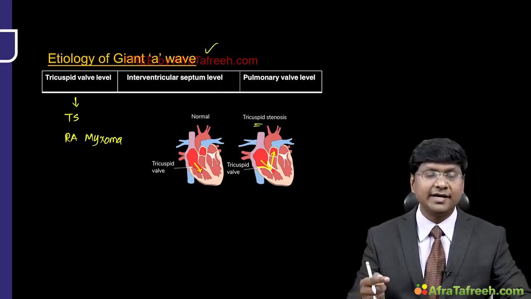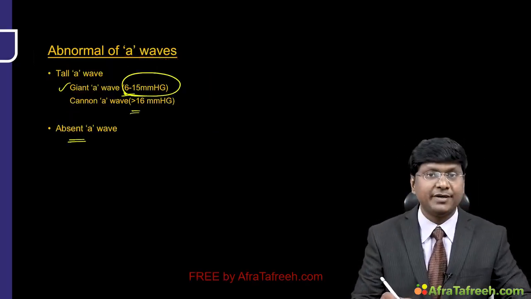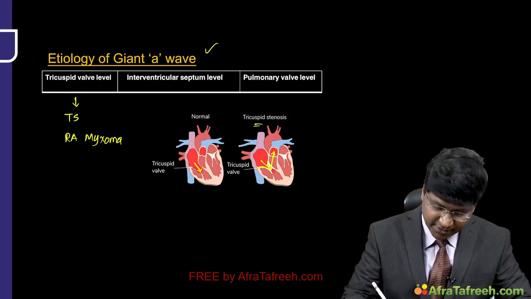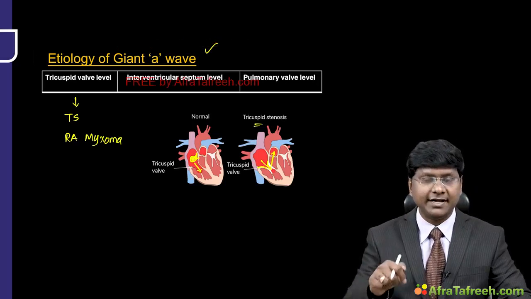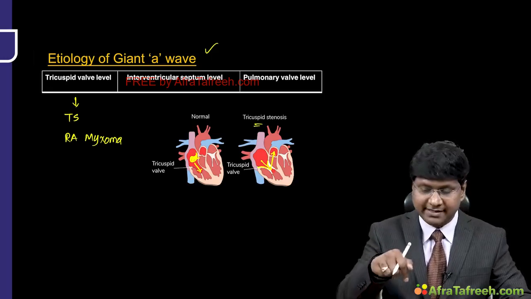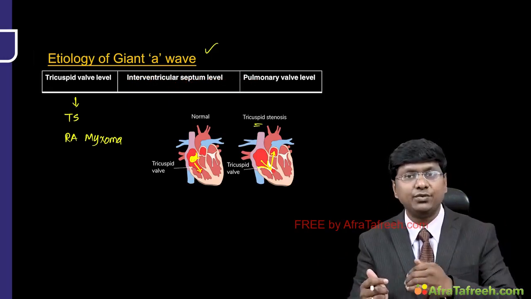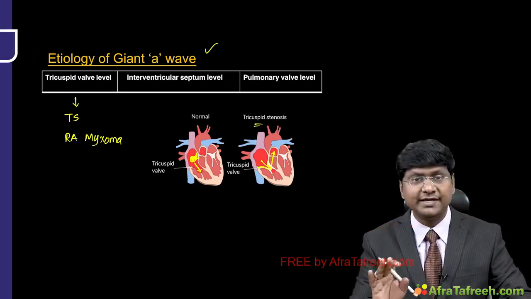So when there is a stronger right atrial contraction and the right atrial pressure is elevated to 6 to 15 millimeters of mercury, then you get this giant A wave. And take the case of right atrial myxoma. Right atrial myxoma is a tumor which originates from the interatrial septum and it will overlap the right ventricular inflow tract, right? When the right atrial myxoma is obstructing the right ventricular inflow tract, the right atrium has to do excessive work in order to pump the blood into the right ventricle. So what will happen to right atrial pressure? Again it is elevated and thereby you get the giant A wave.